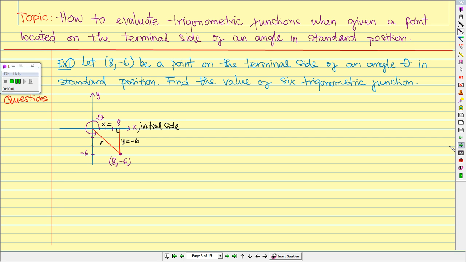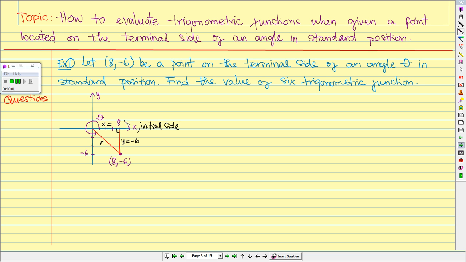Hello, my pre-calculus. In this video, we learn how to evaluate trigonometric functions when given a point located on the terminal side of an angle in standard position. So let's just review how do we know if an angle is in standard position. The initial side must be the positive side of the x-axis and the terminal side rotates counterclockwise.